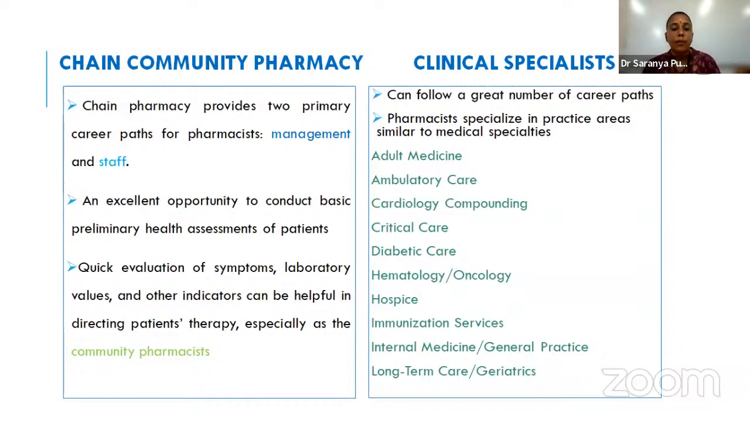But by the time you complete your course and you start your career as a clinical specialist, this will also come as the regulatory conditions are improving in India. So pharmacists can specialize in practice areas similar to the medical specialties. You can be involved in ambulatory care, cardiology, oncology, nephrology, diabetology, diabetic care, hematology, terminally ill patients, hospice patients, immunization services, long-term care, geriatrics, elderly patients. All these are few of the clinical specialists I have listed here.